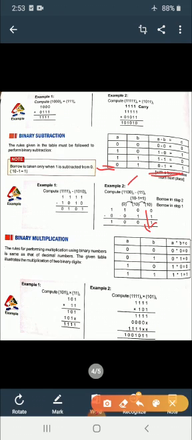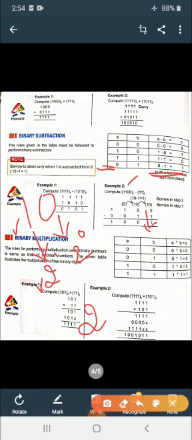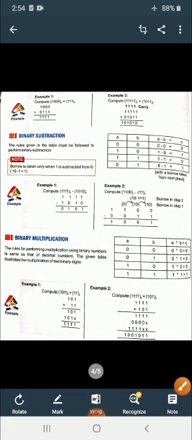Always when you borrow, you are going to get 10, right? Let us elaborate on that 10. This one is 2 power 0. This one is 2 power 1. So let us multiply: 1 into 2 power 1 will become 2, plus 0 into 2 power 0 will become 0, that is equal to 2, right? So always when you are borrowing, you are going to get 2.